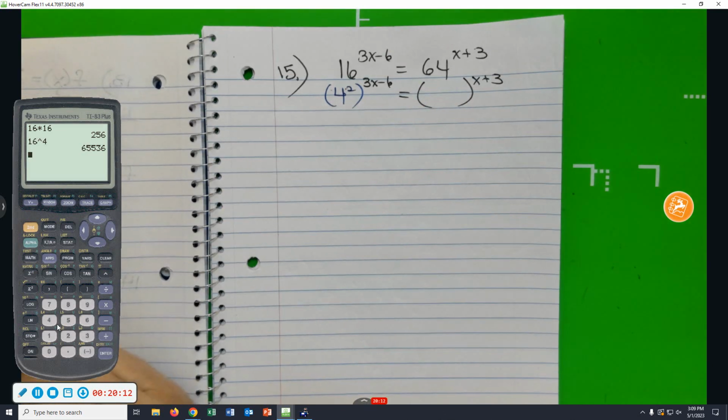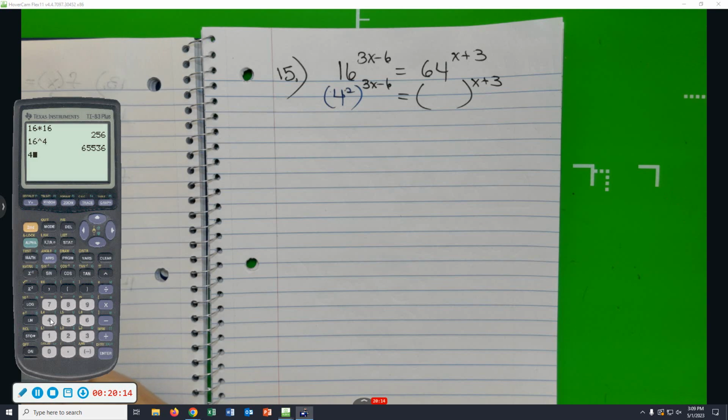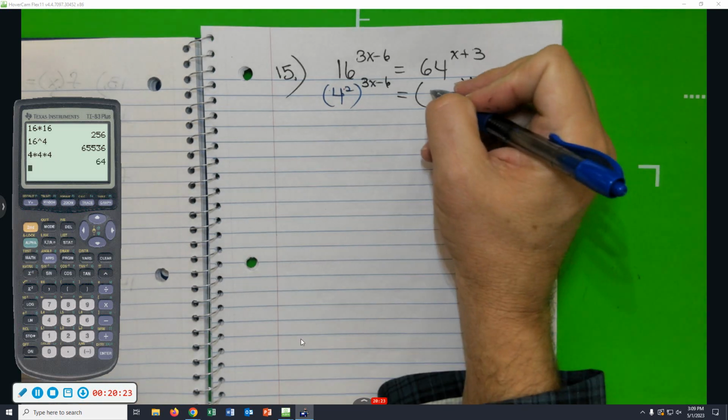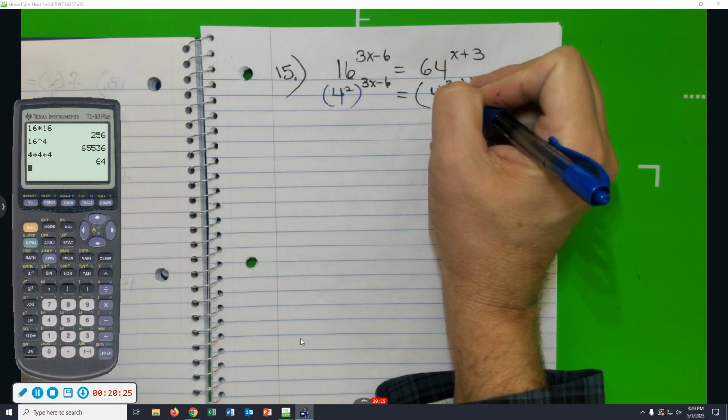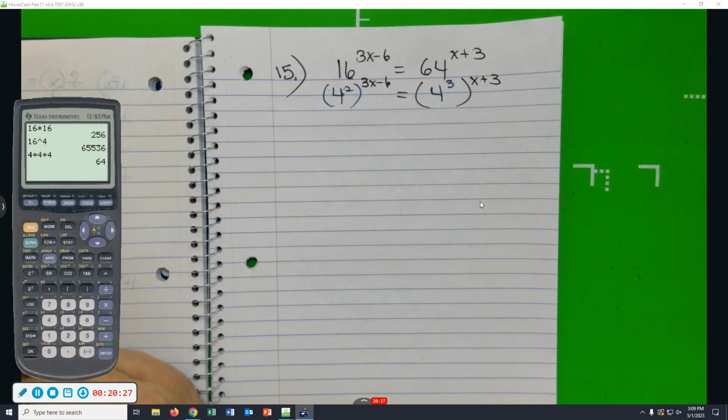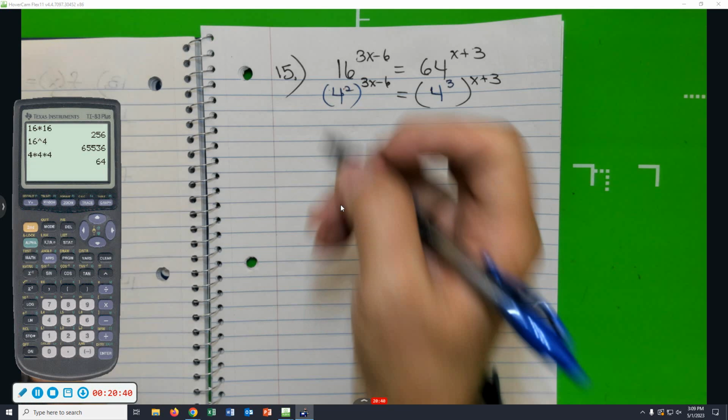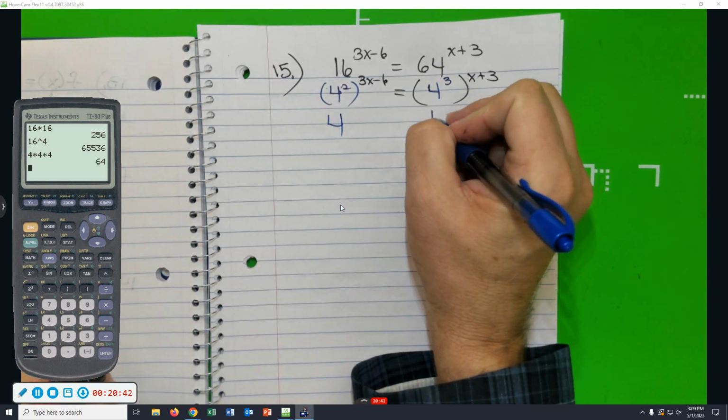How do we write 64 as a power of 4? Maybe 4 cubed? I multiply 3 4s together. Is that going to give me 64? And notice how we started with a smaller base. You might look at 64 and say, wait, 8 squared. Yeah, but you can't rewrite 16 as 8 to a power. Okay, so power raised to power, so we multiply.